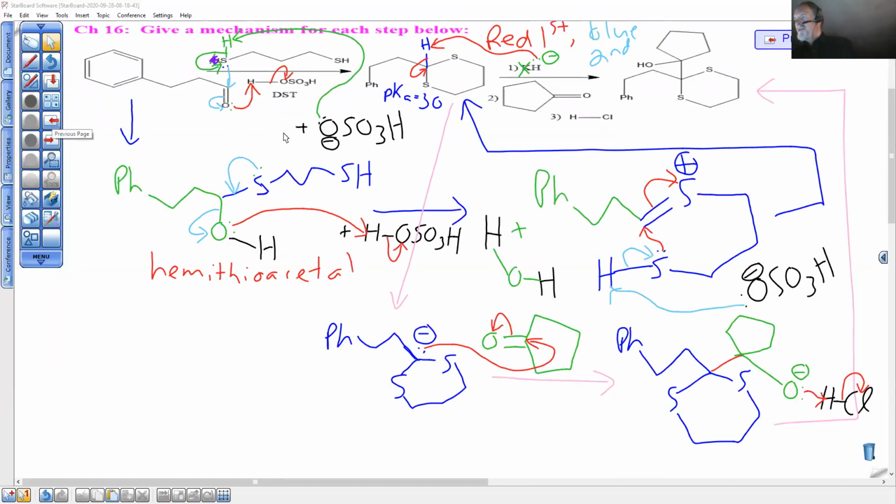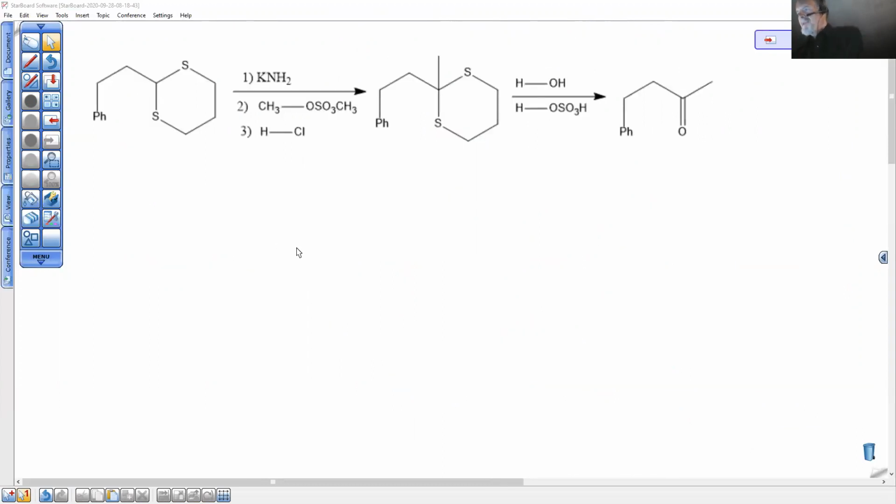So instead of doing what I did here to make this, I copied this molecule. I can do other things with it. Take the H off with a strong base. It doesn't have to be H minus, just trying to show you that. Could be another really strong base. Potassium amide.